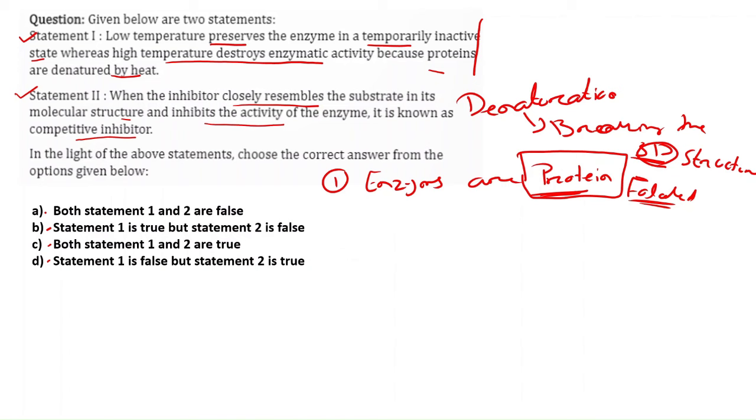It's like enzymes are proteins. When the protein is folded in a proper structure, the enzyme is in its active state. If you heat it, it will denature and the protein will degrade. If the protein degrades, the enzyme activity is also lost. So the last part of the first statement is correct: high temperature destroys enzyme activity because proteins are denatured by heat.